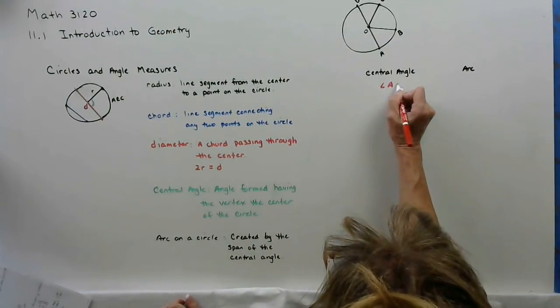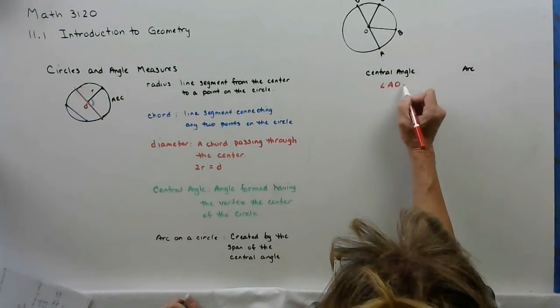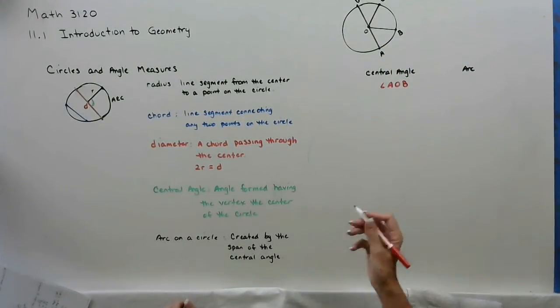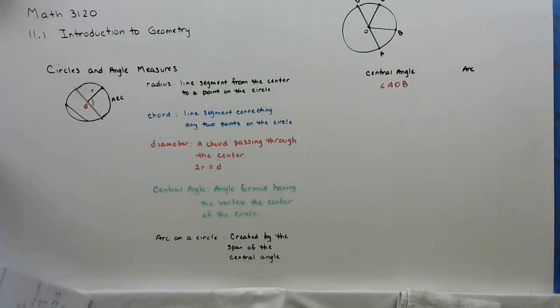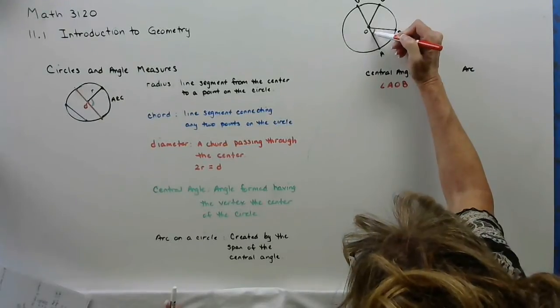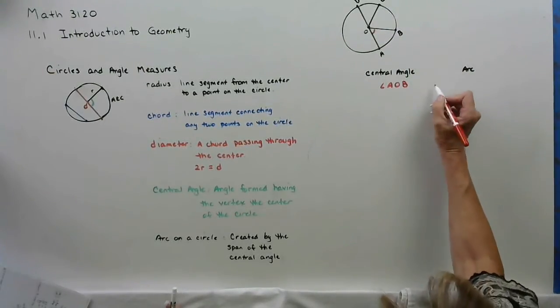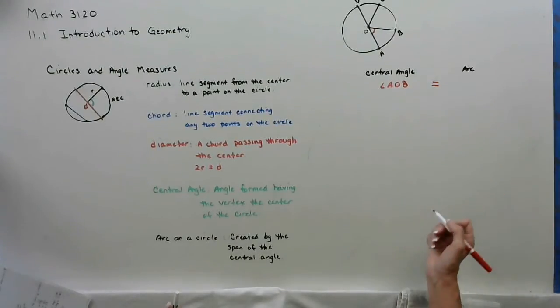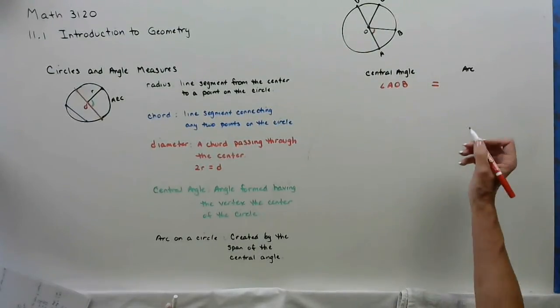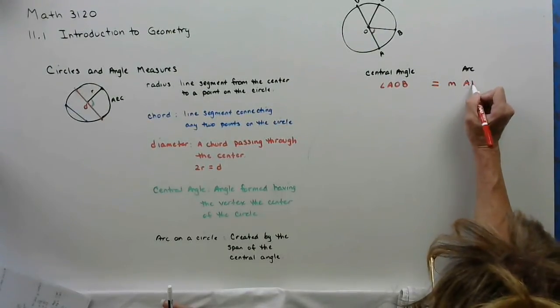angle A, O, let's go AOB. Just start at the beginning. So notice angle AOB, A to O to B, is this central angle right here. Its degree measure is exactly the same as the measure of the arc formed from A to B.